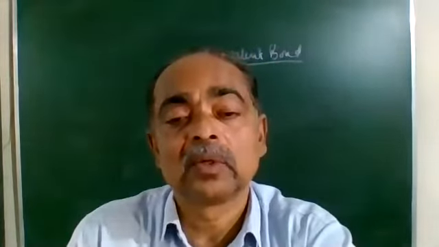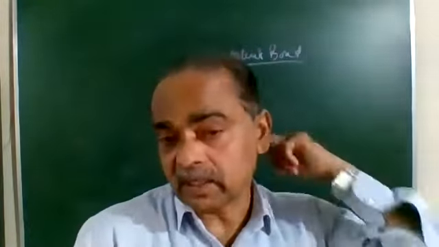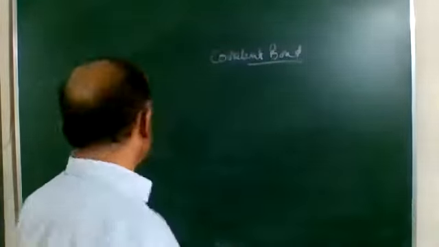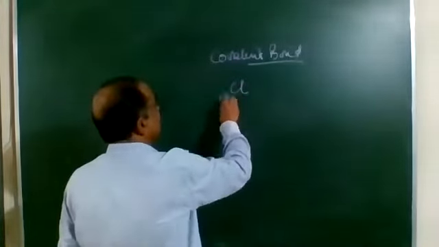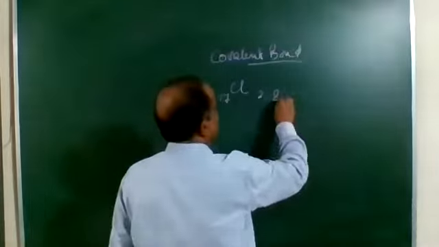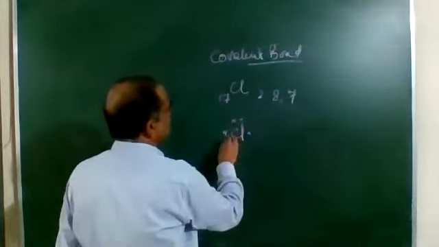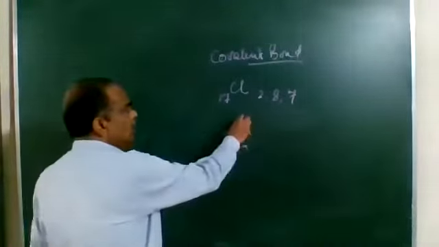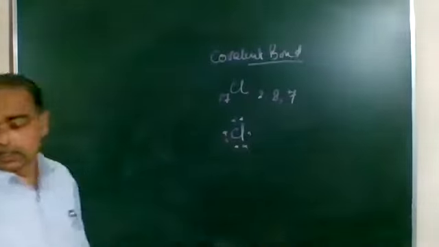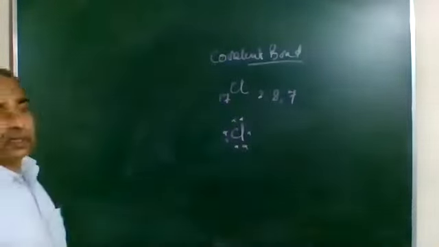So what is a covalent bond? It is the force of attraction between the atoms if electrons are shared. The simplest example is chlorine. Chlorine has atomic number 17 and electronic configuration 2,8,7, so it has 7 electrons in the outermost orbit. To get the stable configuration it needs one more electron. From where does it get that electron? Somebody has to give it. When sodium was there, it transferred the electron.